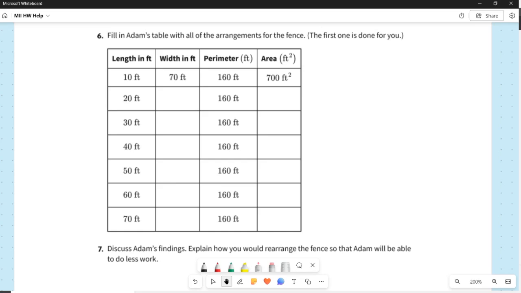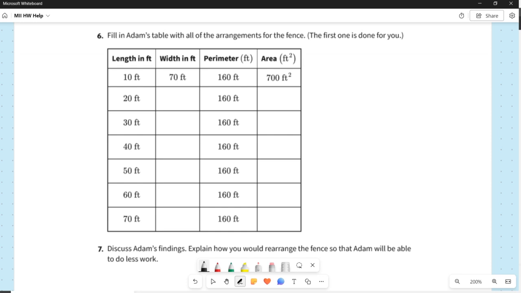Question 6 says, fill in Adam's table with all of the arrangements for the fence. The first one is done for you. That's nice. So we have a table here with 4 columns. First column is the length in feet. Options go from 10 to 70, increasing by 10 every time. Second column is the width in feet. The first one's done, but we're going to have to fill out the rest of them.